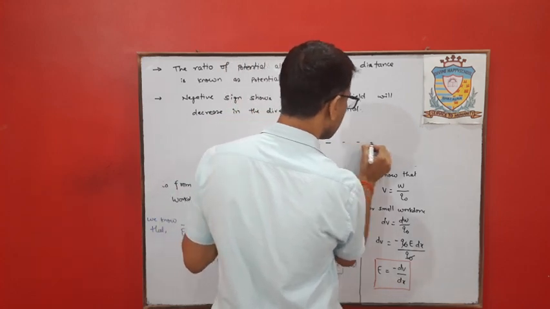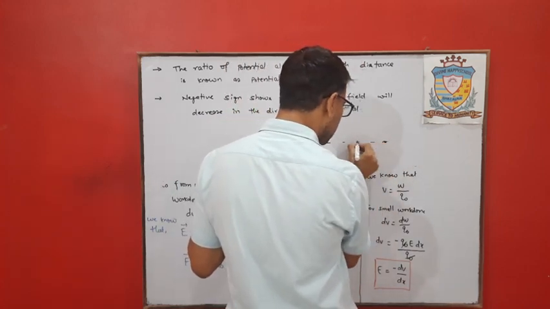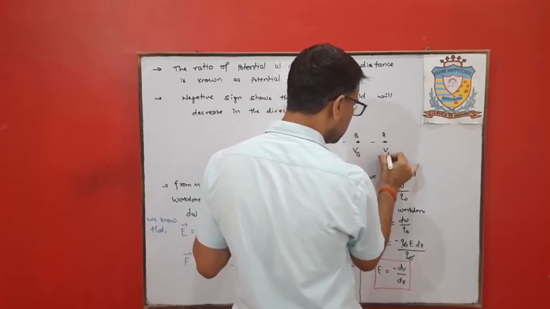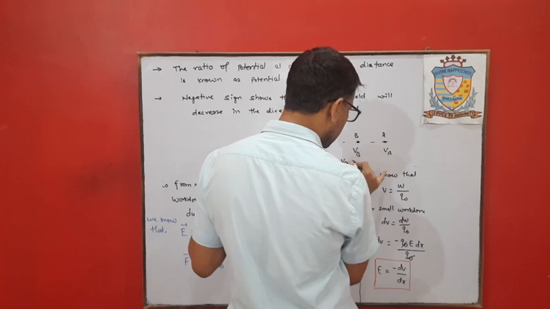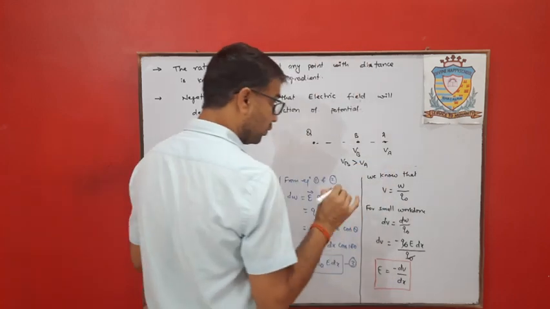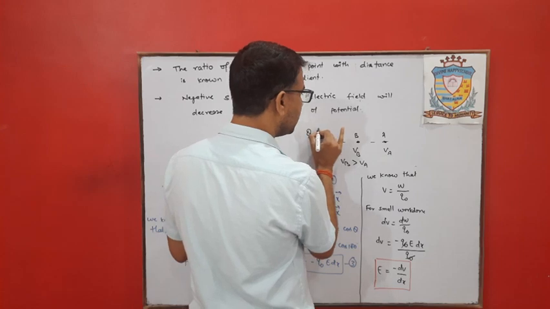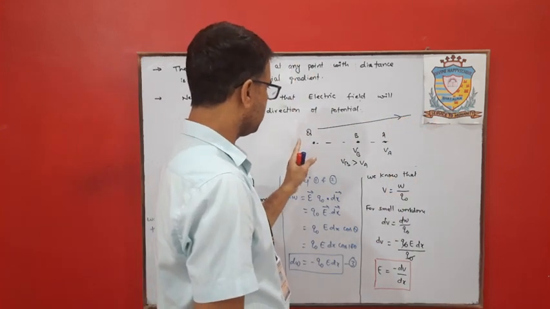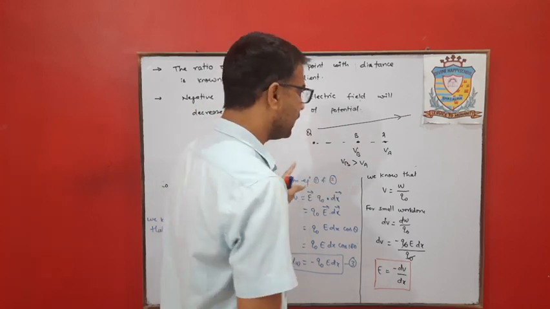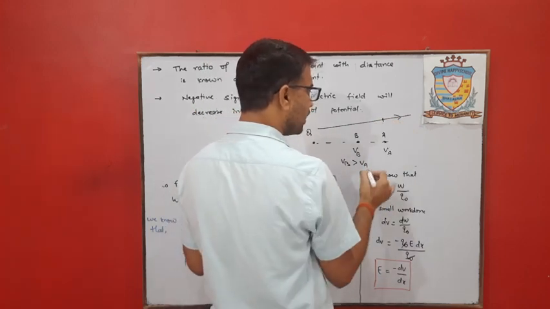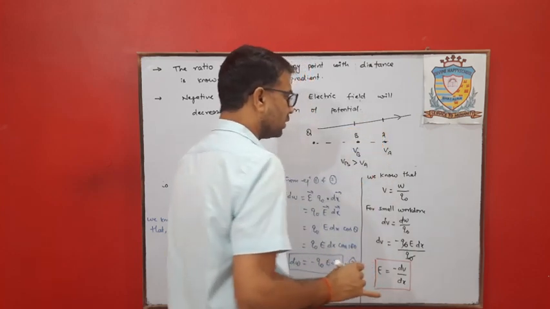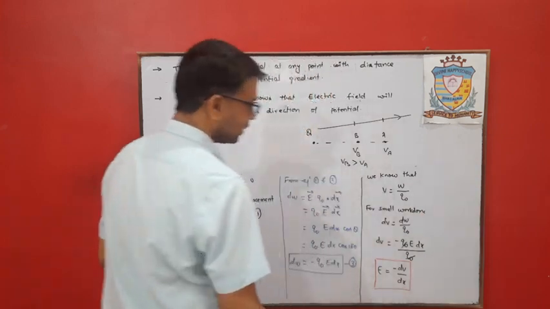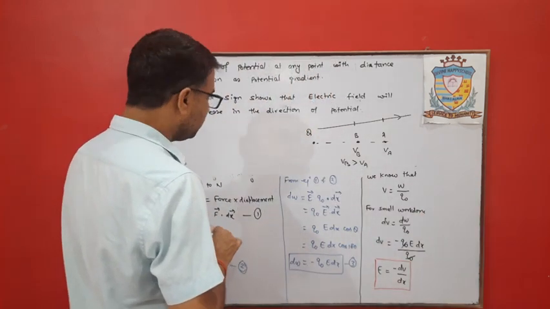So as we know that if we have 2 points B and A, this potential VB is greater than VA, but we know that electric field decreases if we move farther from this source charge, meaning the electric field at this point will be lesser as compared to this point. So it will decrease if we move in the direction of potential. Clear?